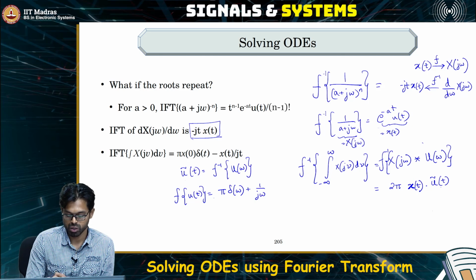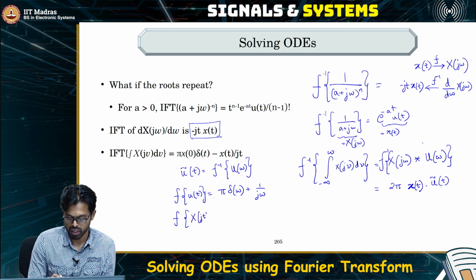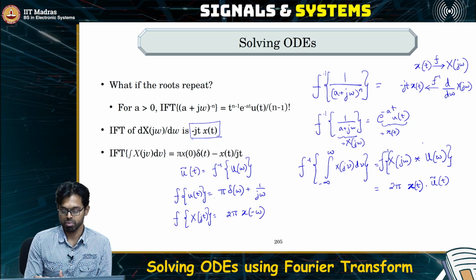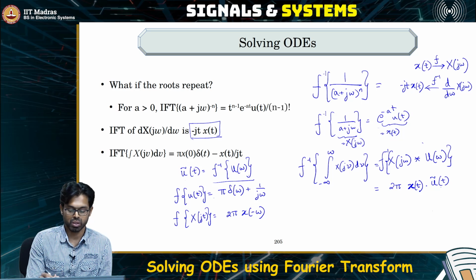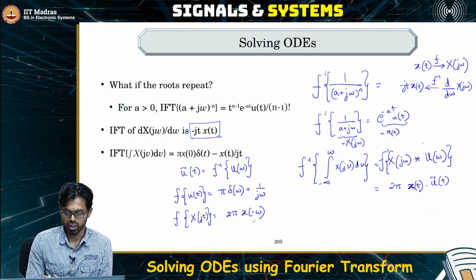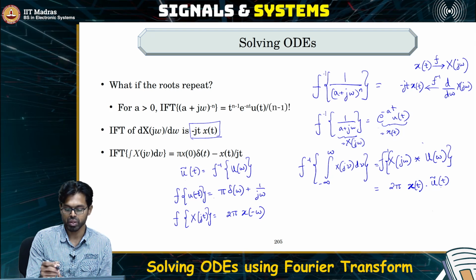And the duality states that the Fourier transform of x of jt is equal to 2 pi x of minus omega. We will use these two properties to find out the inverse Fourier transform of the frequency domain step function. So the first thing to note here is that we have a minus omega here. So for this reason we will have to find out the Fourier transform of the time reversed version.